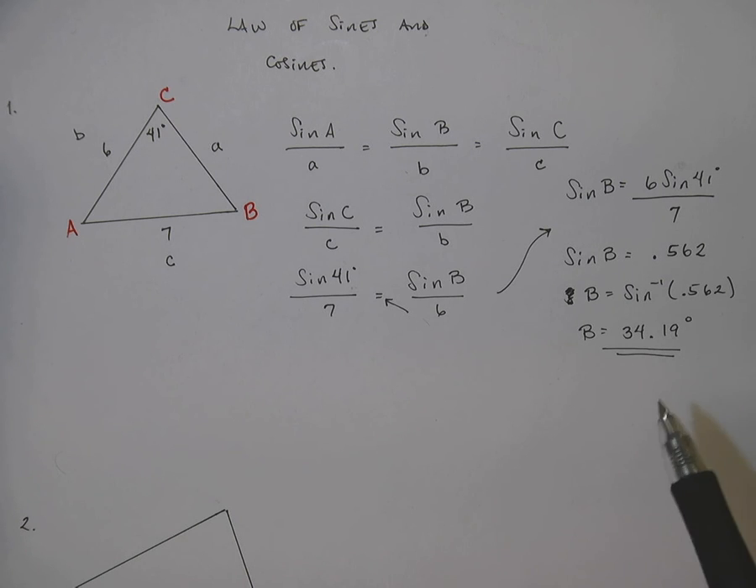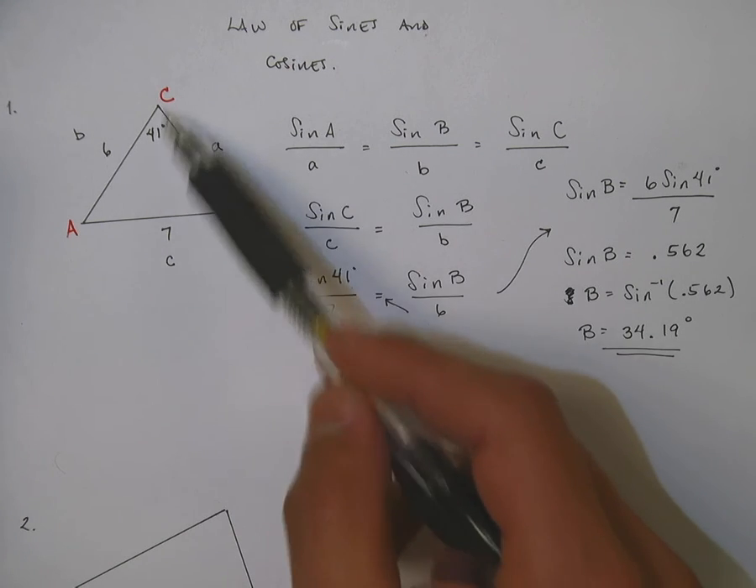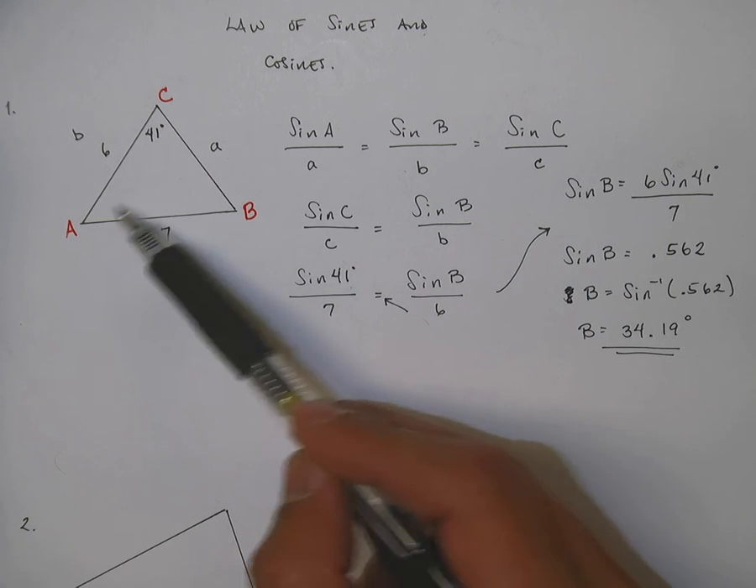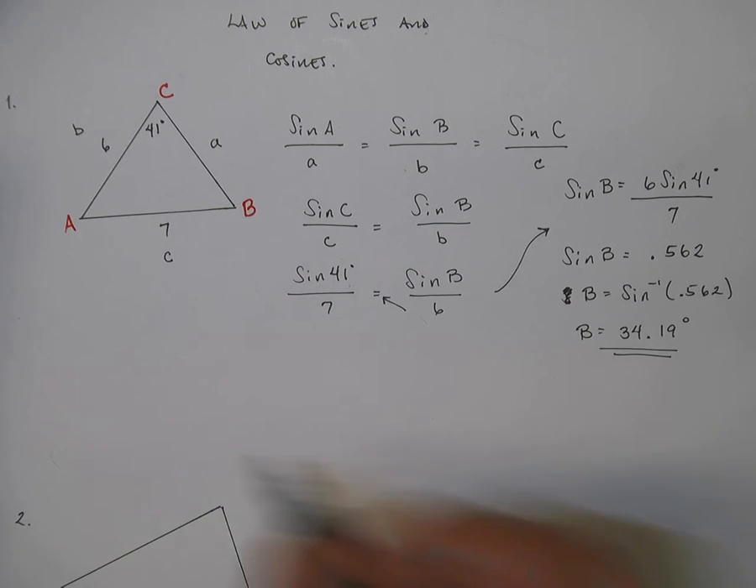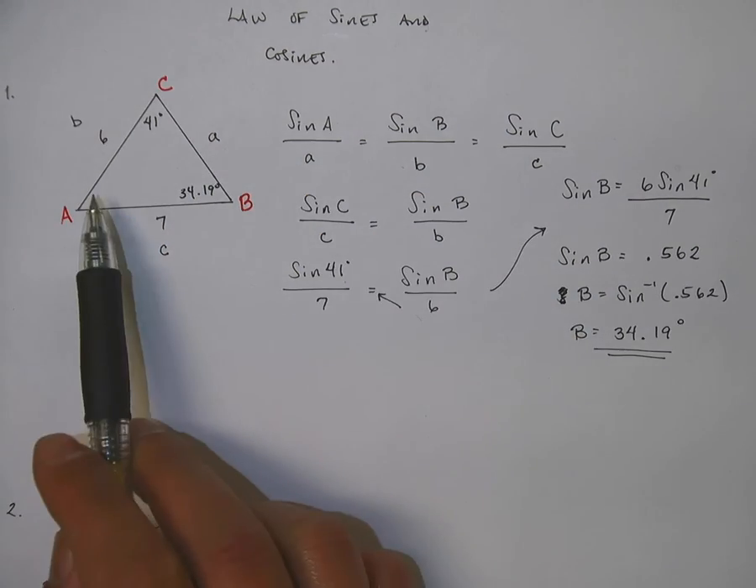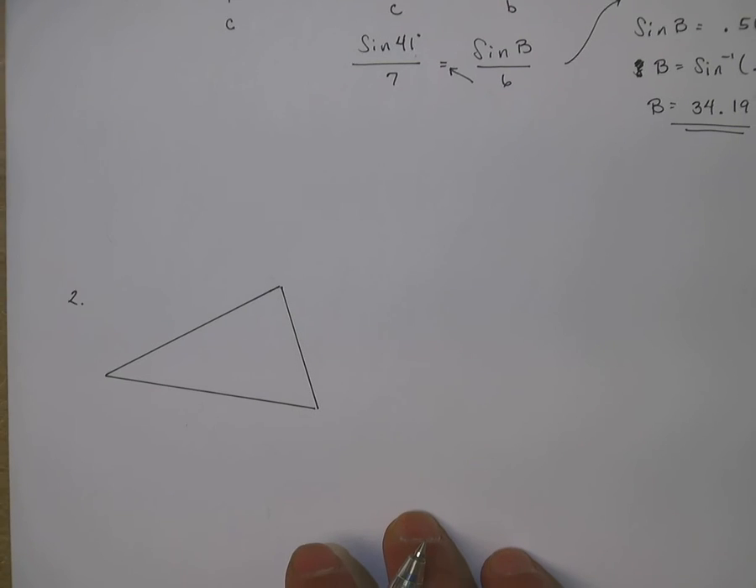So real quickly, you just want to make sure you think about what you're going to use, which two angles and sides. You always want to have one unknown. Right here, we can't use angle A. But now that I have angle B, that's 34.19 degrees, I can figure out angle A, and I can do the rest. Okay, so let's see if we can do one more example.